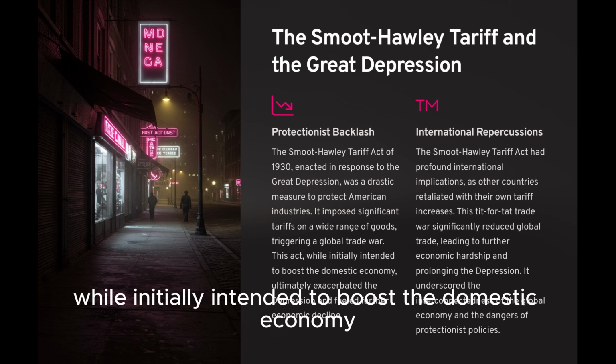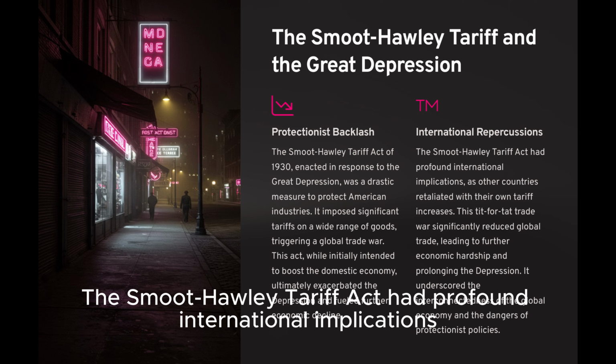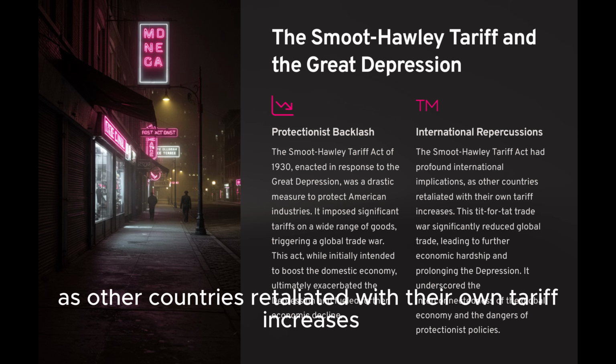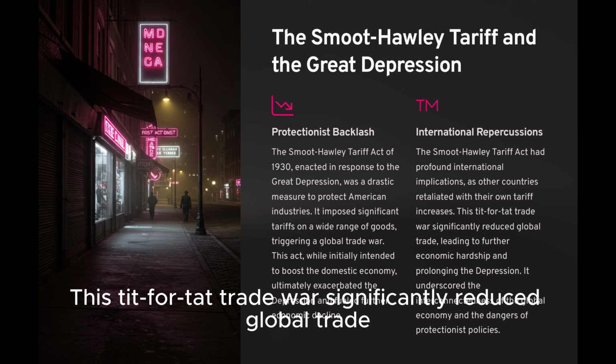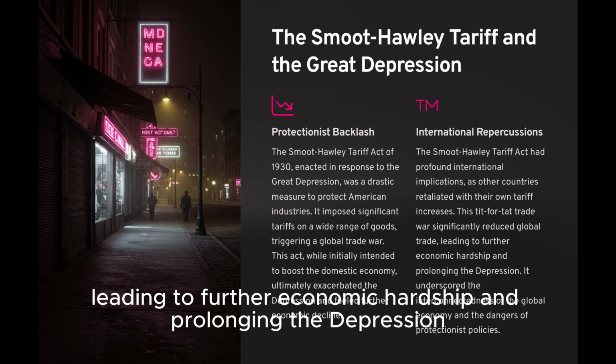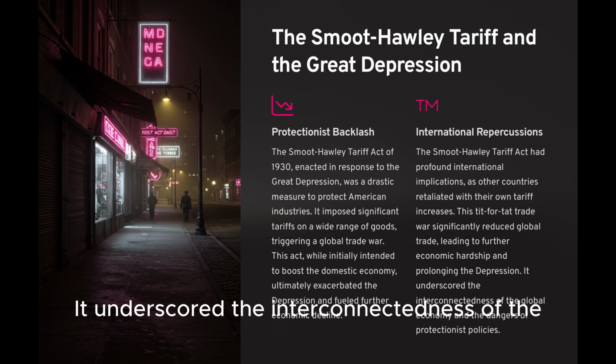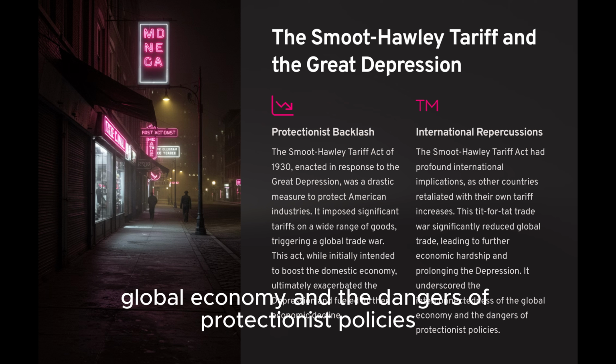International repercussions. The Smoot-Hawley Tariff Act had profound international implications, as other countries retaliated with their own tariff increases. This tit-for-tat trade war significantly reduced global trade, leading to further economic hardship and prolonging the Depression. It underscored the interconnectedness of the global economy and the dangers of protectionist policies.